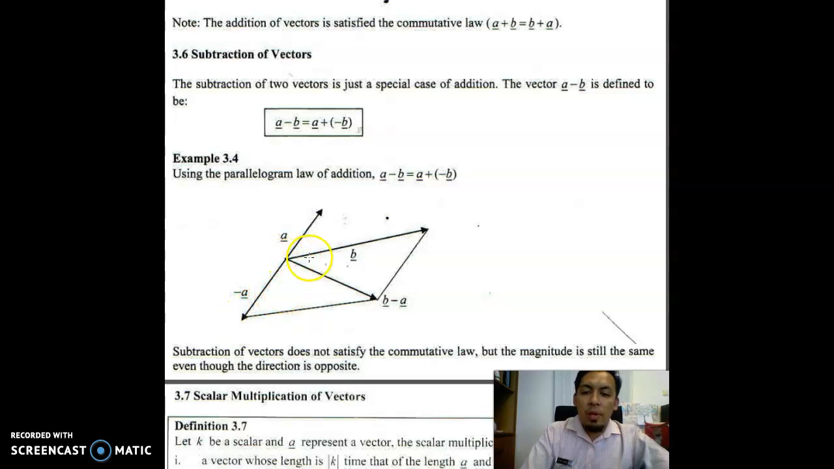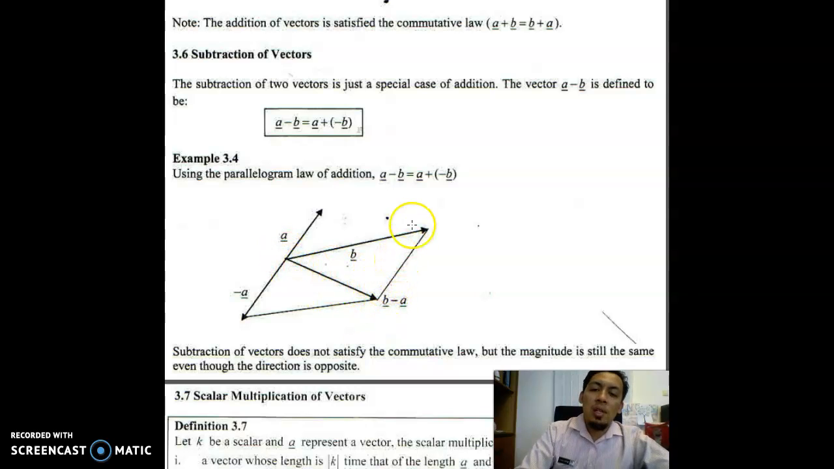So we have a plus negative a, and you'll get the diagonal line which is here. This will be b minus a, or b plus negative a. They are using the parallelogram law here. If you want to use the triangle law, just do it like this: b, and then negative a. So you should get the same vector.